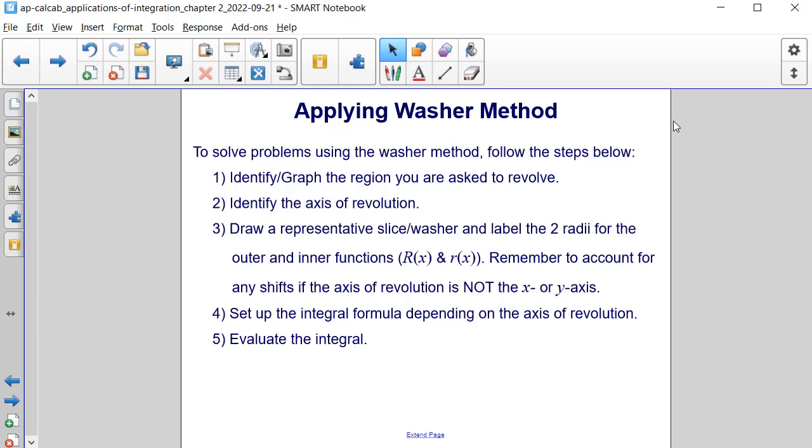To solve problems using the washer method, follow the steps below. Step 1. Identify or graph the region you are asked to revolve. Step 2. Identify the axis of revolution.